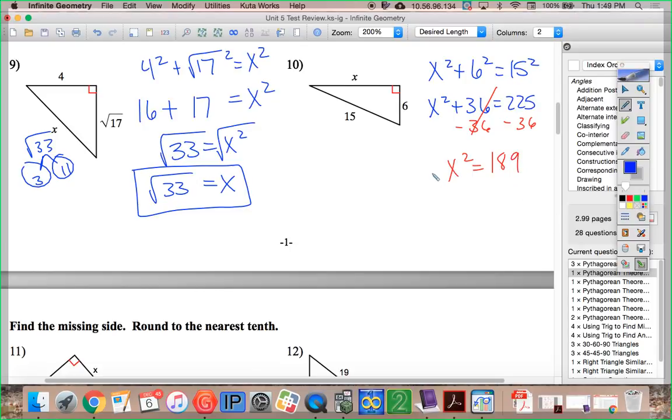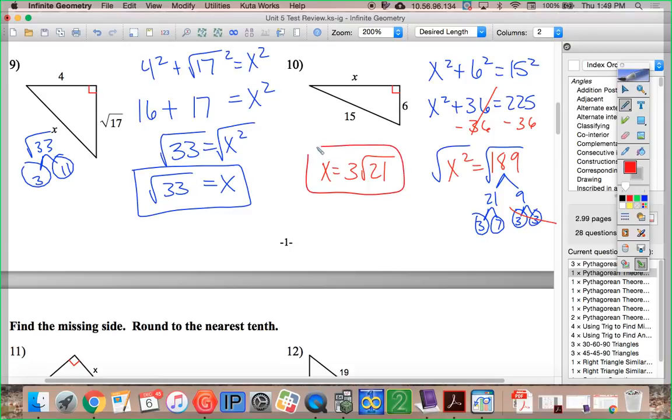Then I'm going to take the square root of both sides. Now when I break down 189, let's see, 21 and 9, that's 3 and 3. That's 3 and 7. So we can bring out a pair of 3's. And then we have a 3 and a 7 left over, so that's a 21. Whatever's left over, you multiply back together.